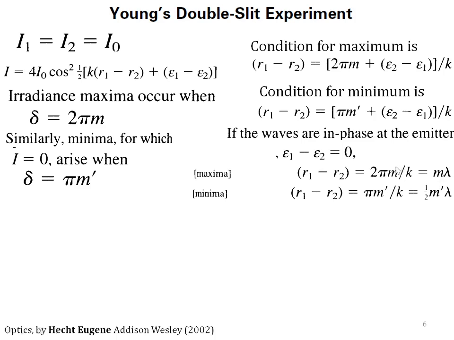How lambda? It just came from this: we substitute the value of k equal to 2 pi by lambda. So this is just m lambda, and this is the condition for maximum. For minimum, this is equal to half m lambda. You try to recall, this is just the path difference. R1 minus R2 is nothing but the path difference. So this shows that if the path difference is an integral multiple of the wavelength, there will be a maximum, and if it is a half-integral multiple of the wavelength, there will be a minimum.